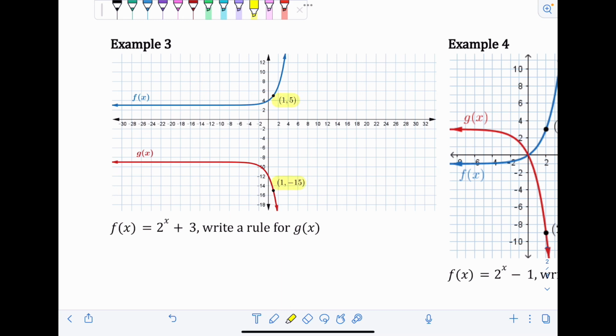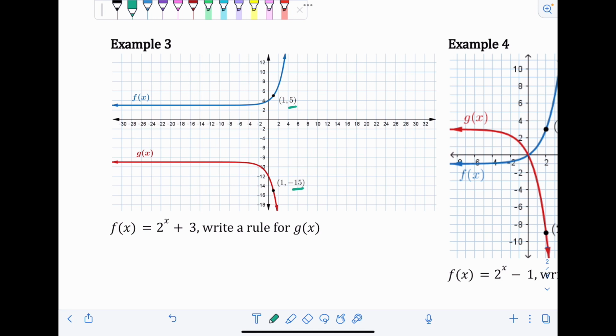So in this case, the x-coordinate is staying the same. It's the y-coordinate that's changing. It's going from 5 to negative 15. If you look at the graph, f of x is going up and to the right, and then g of x is going down and to the right. So there's also some sort of reflection happening. It looks like it's been flipped upside down. What's kind of cool is if you have a vertical dilation and a vertical reflection, you actually get to take care of it all in one step, which is nice.